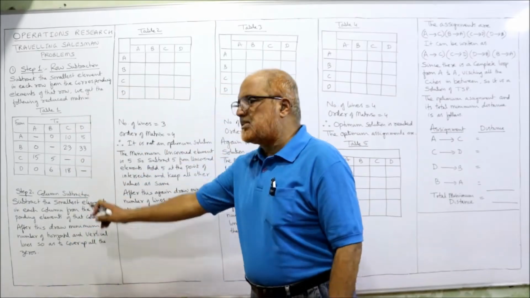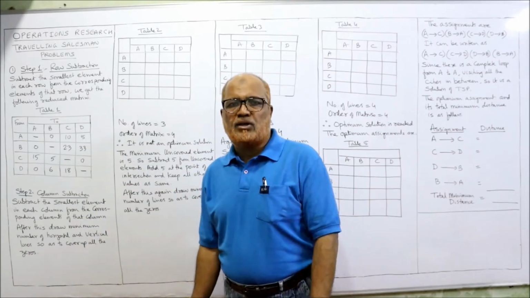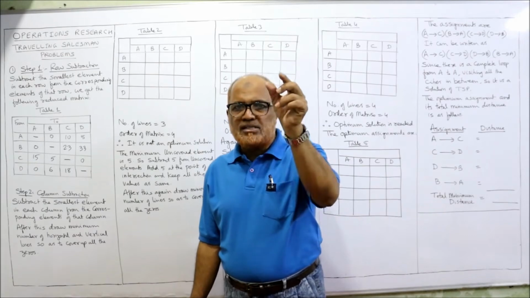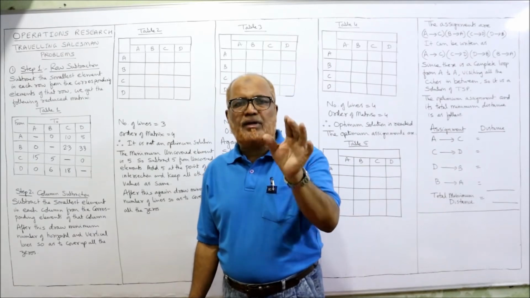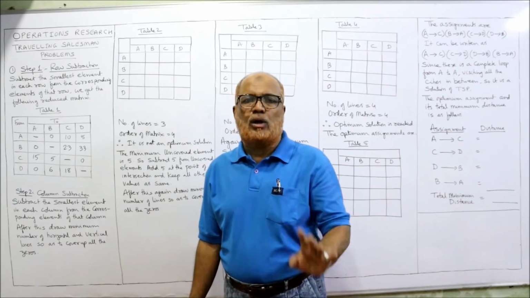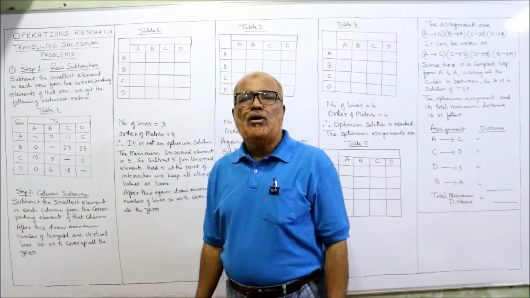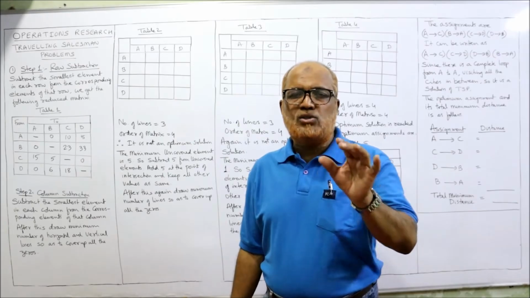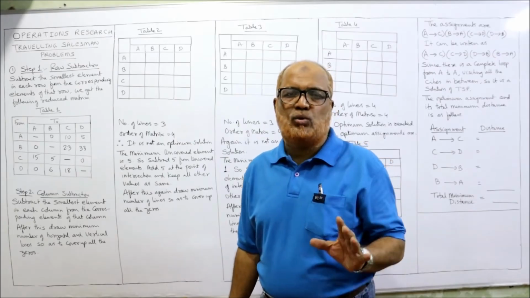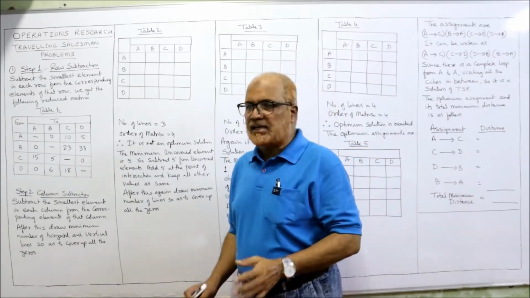Now I am coming to the second step, column subtraction. Subtract the smallest element in each column from the corresponding element of that column. After completing this column subtraction, draw the minimum number of lines so as to cover up all the zeros. That is the second step.